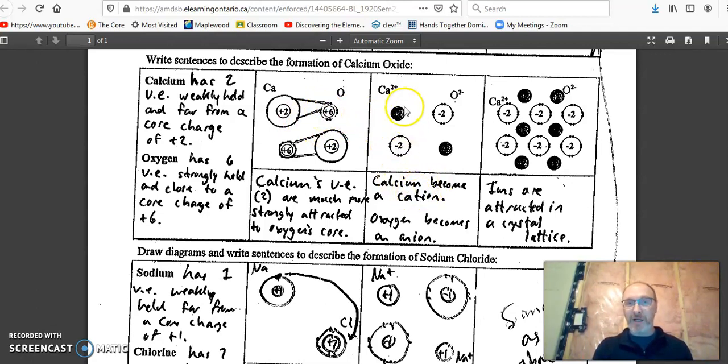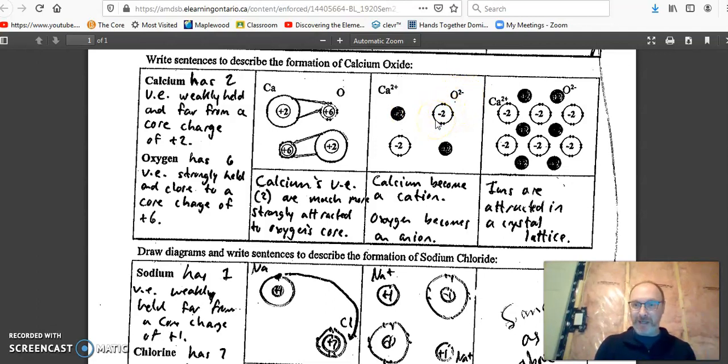Calcium becomes a cation. So although it's not easily seen in the diagram, calcium ends up with, not a core charge, but an overall charge of +2. Again, it lost 2 negative electrons, so now it's +2. Oxygen got those 2 negative electrons, so its charge as an anion is now -2.